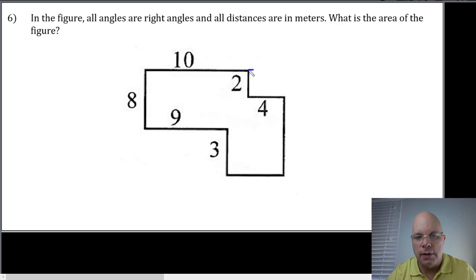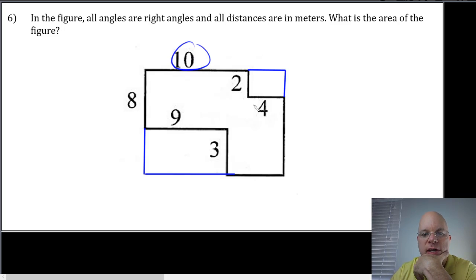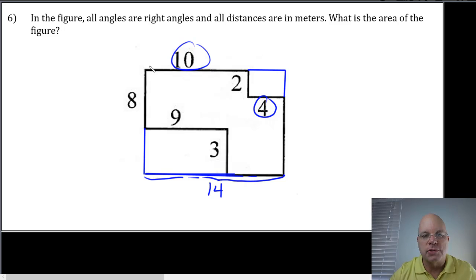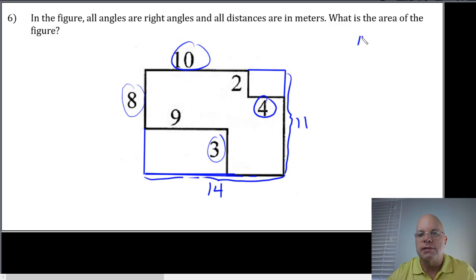In other words, if I completed this whole rectangle all the way down to here and here, so this whole rectangle is this is 10 and this is 4, so I have 14 for this base. The 14 goes all the way from here to here. And then this height, I see I have 8 here and 3 here, so that's going to be 11 this way. So I have 14 times 11, or 154.